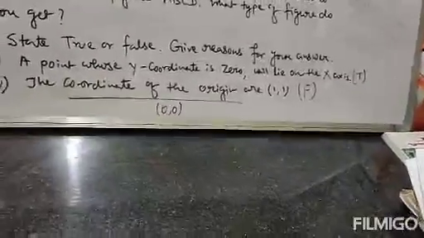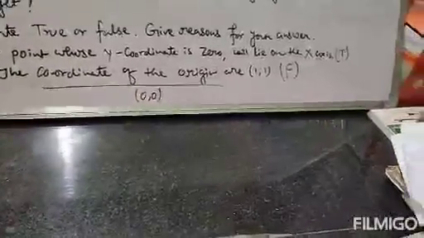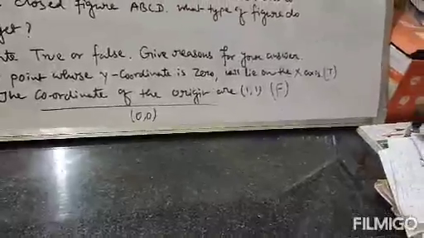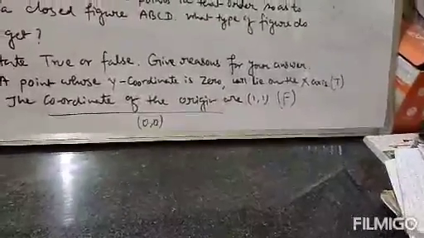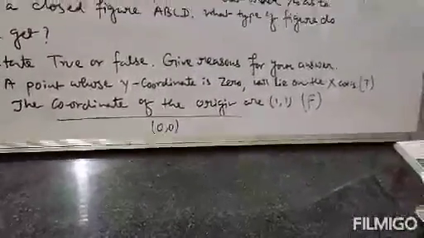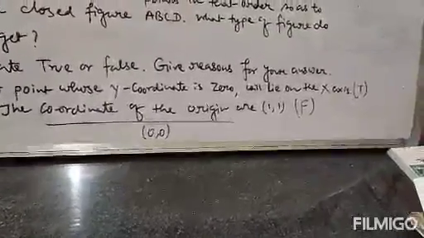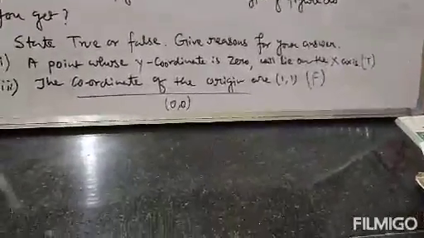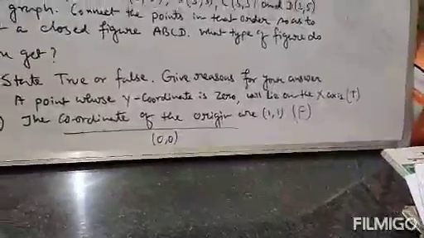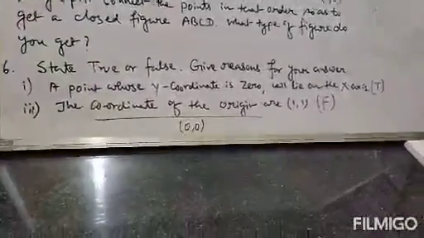This is false, because the coordinate of the origin is 0, 0, because origin means where the x-axis and y-axis both intersect. That is the point we know as the origin. So the coordinate of the origin is 0, 0, not 1, 1. So this is false. Clear?